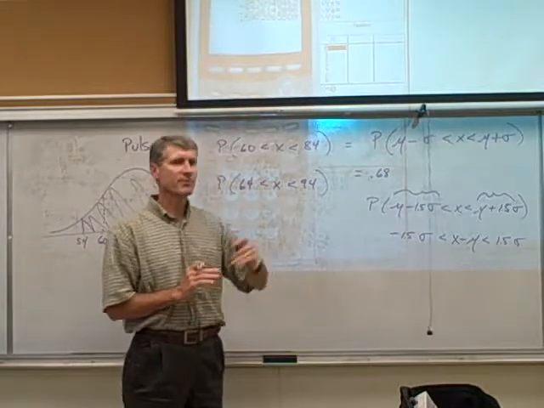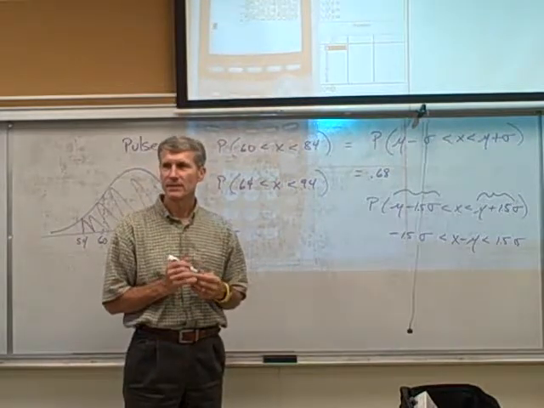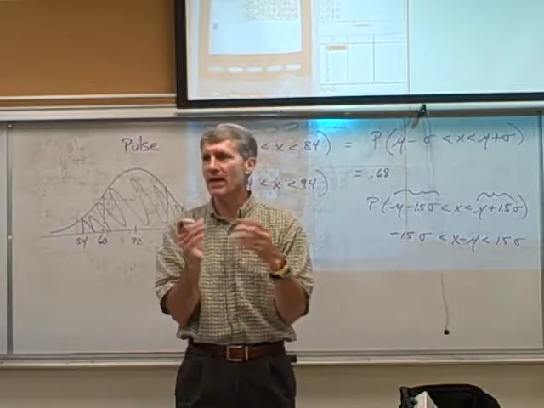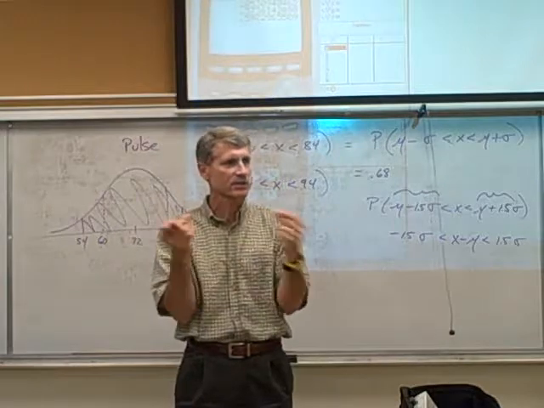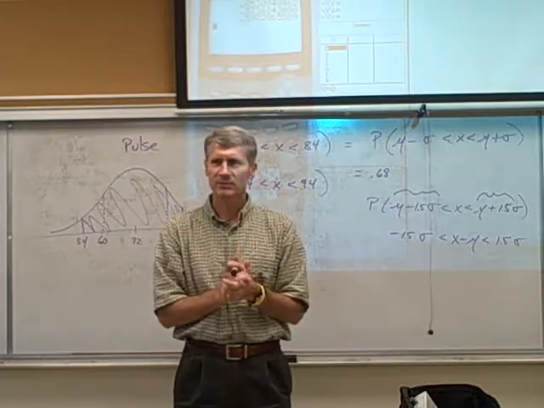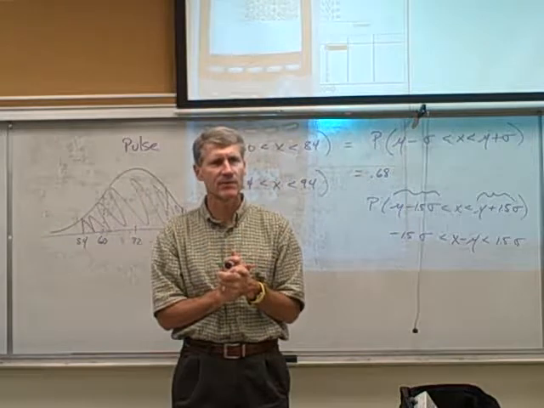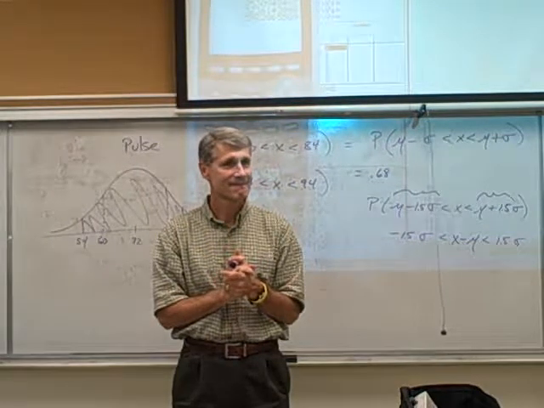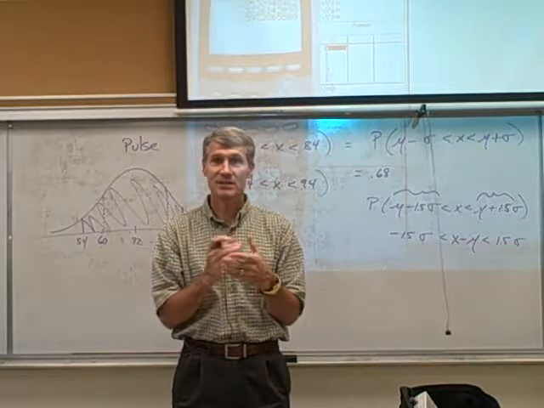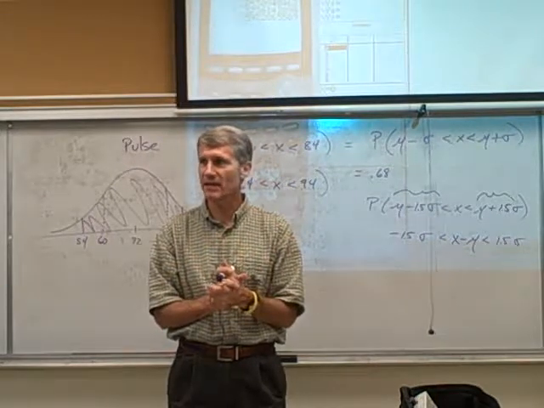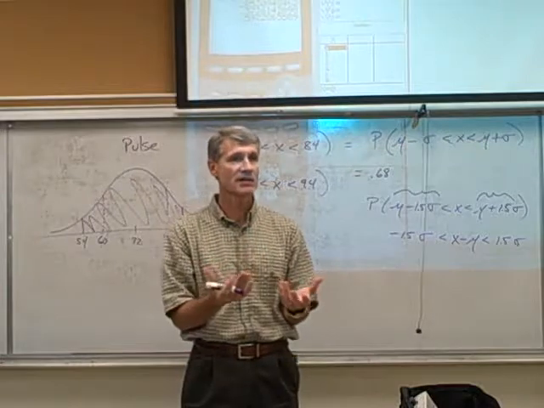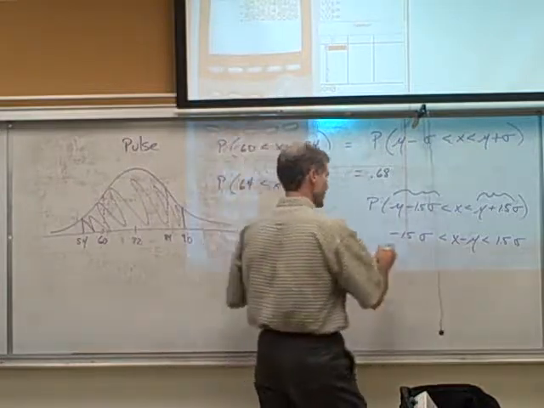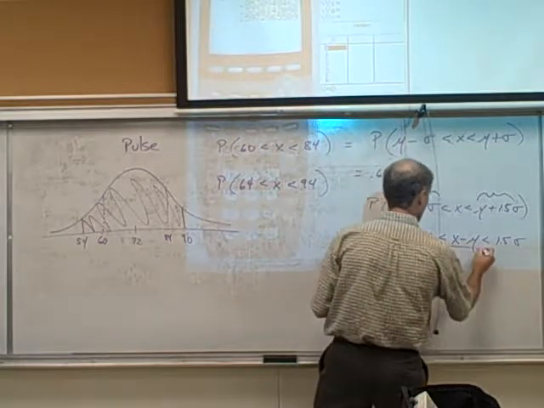Now I'm going to divide all three parts by sigma. Now remember with inequalities, if you divide or multiply by a negative, you have to worry about switching the direction of the inequality. But what about sigma? Is it a positive number or a negative number? Sigma is a standard deviation. Can standard deviation ever be negative? No, it's always a positive number, right? So I don't have to worry about flipping that. I can just divide through everything by sigma.